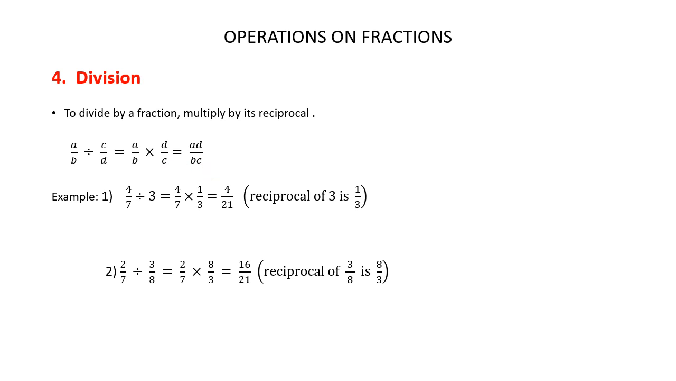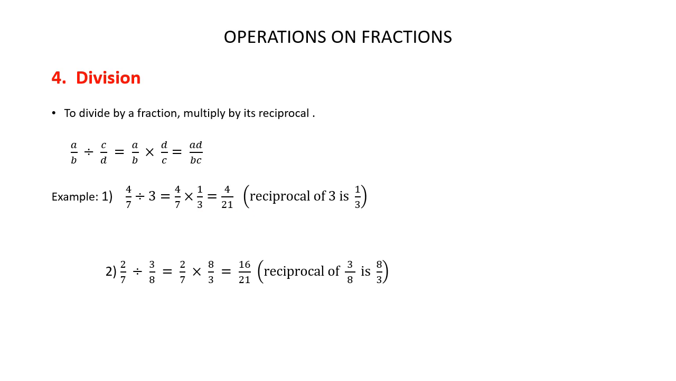Let's understand the division process with examples. Divide 4 by 7 with 3. So the reciprocal of 3 is 1 by 3. So now dividing 4 by 7 by 3 means multiplying 4 by 7 with 1 by 3. 1 by 3 is the reciprocal of 3. So 4 by 7 multiplied by 1 by 3 is 4 by 21.